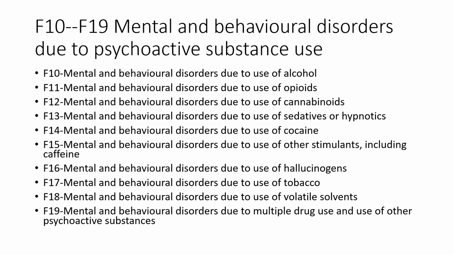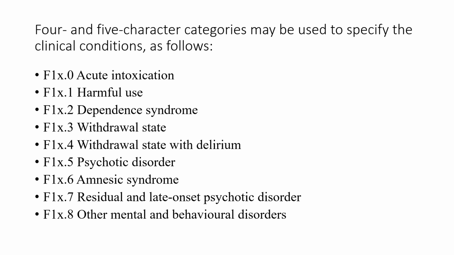Sometimes the patient will come to you and give a history that I'm taking this drug also, that drug also, this also, this also. So instead of being confused about where we are supposed to put this patient, we directly put that patient under the category of F19. Now, F10 to F19 are further classified. The fourth and fifth characters may be used to specify the clinical condition.